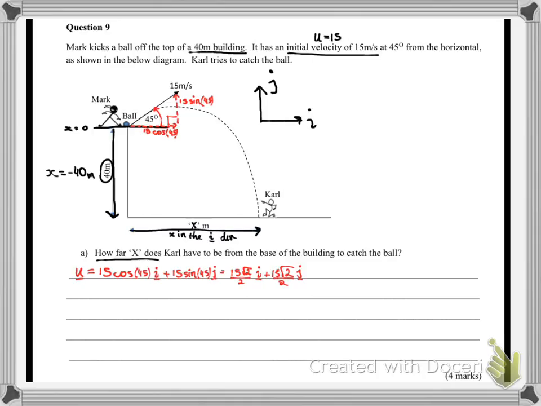Now, our job in this problem is to figure out how far x from the base of the building Carl needs to be to catch the ball. Well, if you look at x, that is x meters, that's a position from the base in the i direction, a horizontal position. Okay?